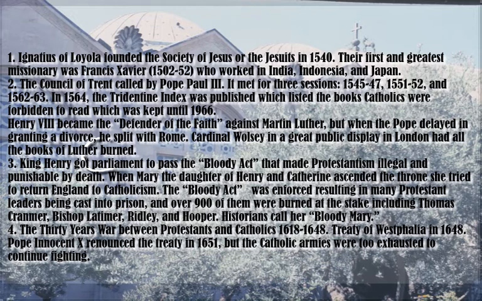The Council of Trent, called by Pope Paul III, met for three sessions: 1545, 1551, and 1562. In 1564, the Tridentine Index was published, which listed books Catholics were forbidden to read, which was kept until 1966.